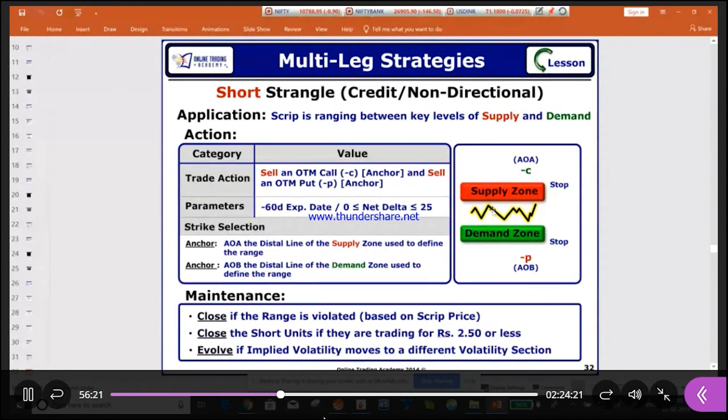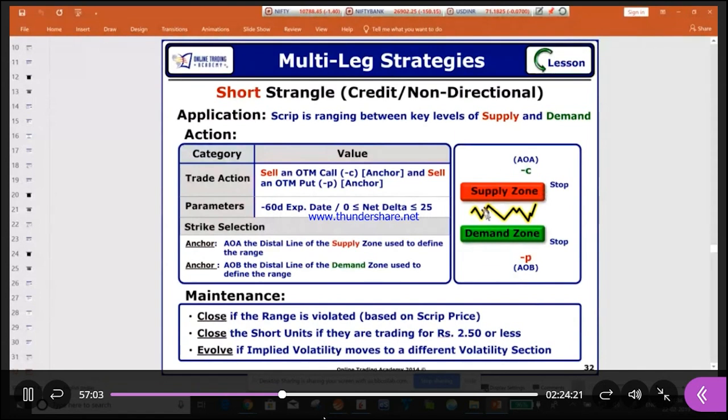Correct. Okay. Again, since you're selling options, parameters are still the same, 60 days or less, and your delta has to be less than 25 and greater than 0. That's the only change in delta condition. Anchor at or above the distal line of the supply zone used to define the range. In this case, there are two anchors. Both the call and the put are going to be your anchors. Remember this. Okay, so this is at or above supply, this is at or below demand. Maintenance close. If either side of the range is violated, you have to close both the units, not only one.